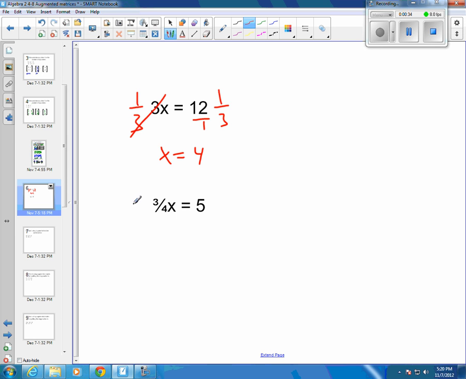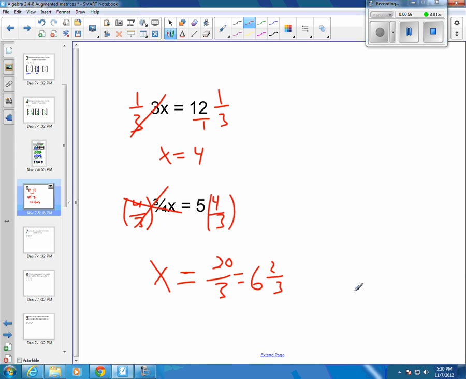Same thing down here. You'd multiply by your inverse to get x by itself, so we'd multiply by 4/3, which is the inverse. Multiply by 4/3 over on this side. And so the 3's would cancel, the 4's would cancel, and you get x is equal to 20/3. And if you need to reduce that, 3 goes into 20 6 times with 2 left over.